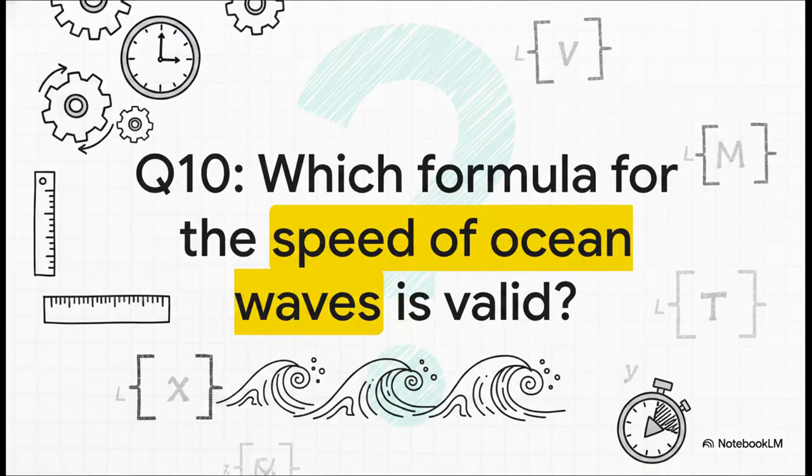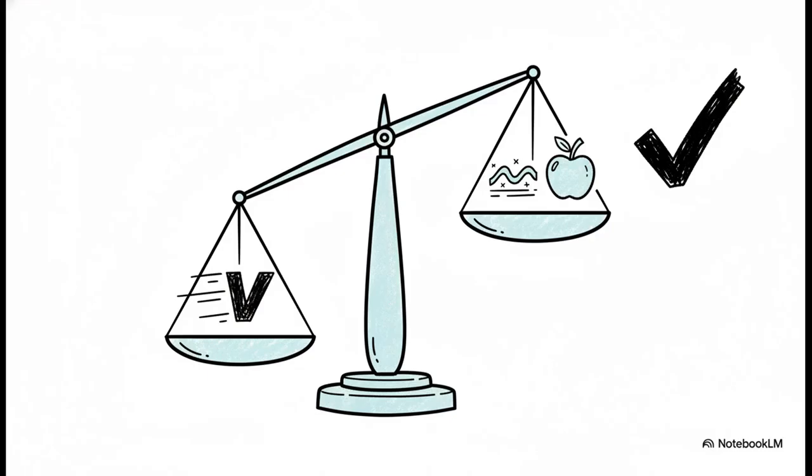Okay, and for our last problem in this round, we're going to use dimensional analysis in reverse. Instead of finding the dimensions of a constant, we're going to use dimensions to check which one of these formulas for the speed of ocean waves could actually be physically correct. Let's put option A to the test. V equals the square root of lambda times g.